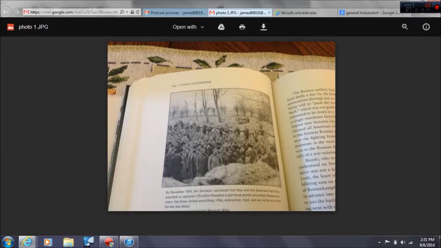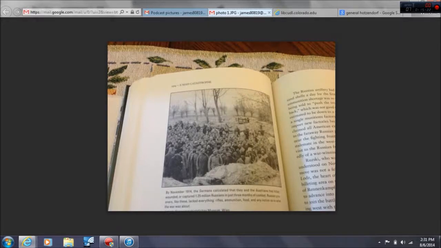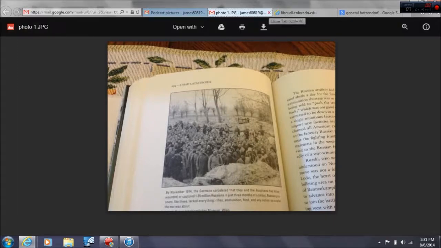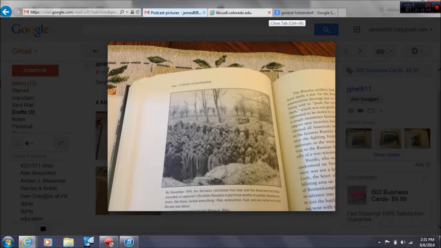Yes. So this is a picture here that I'm showing of captured Russian soldiers. It says on this here, by November 1914, the Germans calculated that they and the Austrians had killed, wounded, or captured 1.25 million Russians in just 3 months of combat. So these are a lot of the prisoners here in the picture that we're showing. Just simply crazy that they were able to inflict such heavy casualties on the Russians.